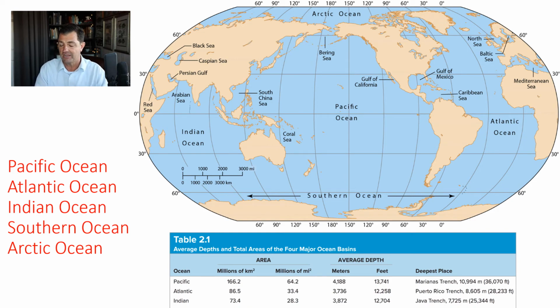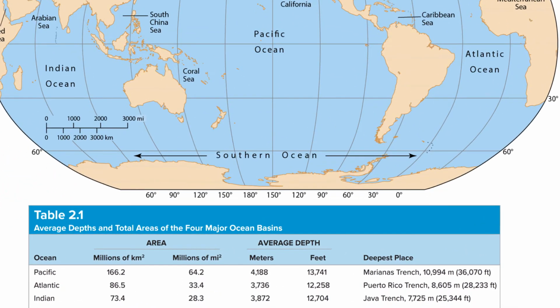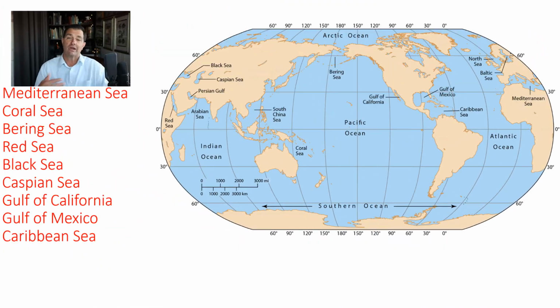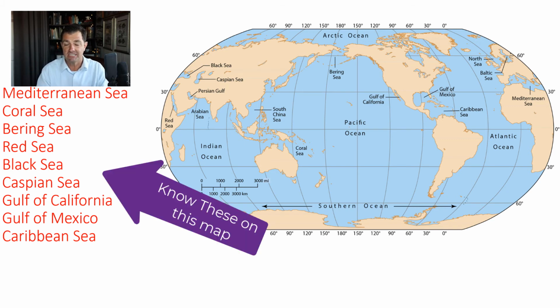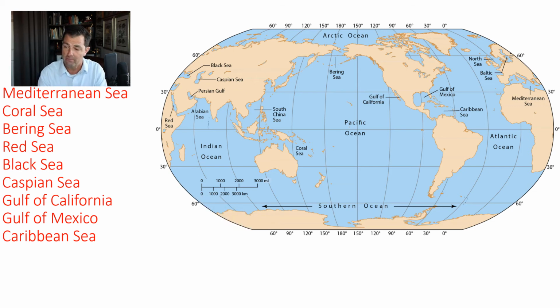And in this table you can see the average size of them, and you can see that the largest and the deepest of them is the Pacific, followed by the Atlantic and the Indian after. All right, and then there's a number of what we call seas: Mediterranean Sea, Coral Sea, Bering Sea, Red Sea, and so forth. And you've heard of these before, probably, and sometimes they're called a Gulf. For example, Gulf of California, Gulf of Mexico. And these seas that I have here on the list are the ones I want you to know. And what I'll do is I'll show you a map like this, and I'll ask you where they're at.